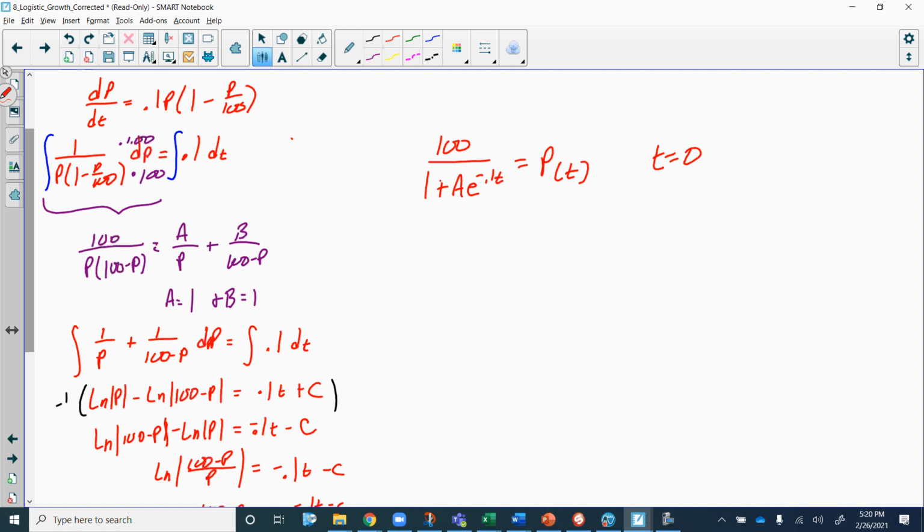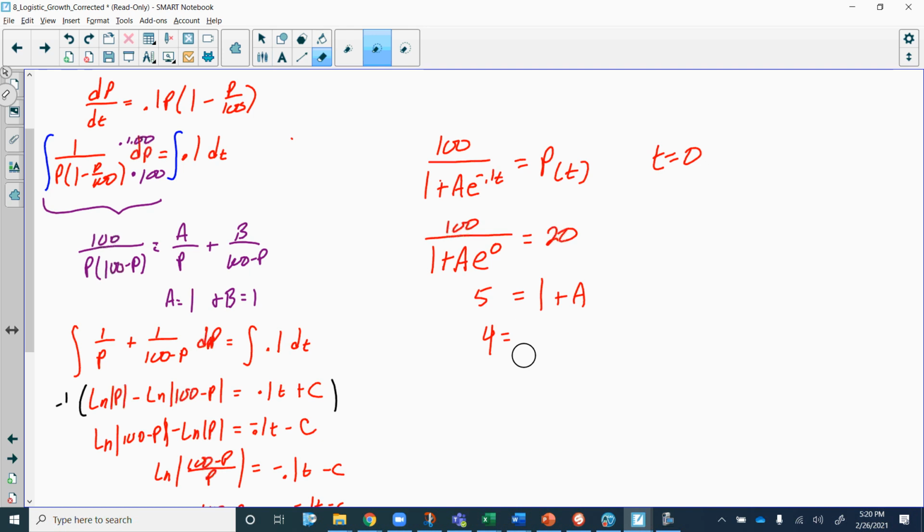Okay, so if I substitute 0 for time, we're going to get 100 over 1 plus a times e to the 0 power equals, and in this case, P of 0 was 20 wolves. That was the initial population. Okay, so cross multiplying, we're going to wind up with 5 equal to 1 plus a, and so now you can move the 1 over and say a in this case is 4.